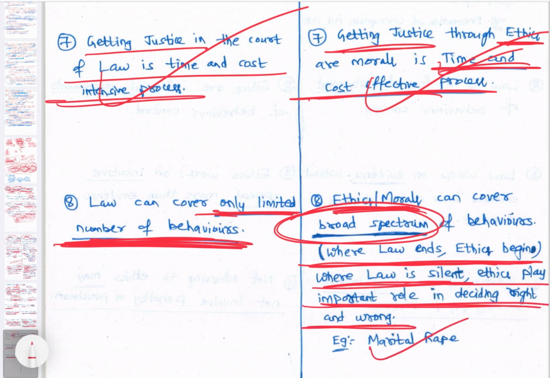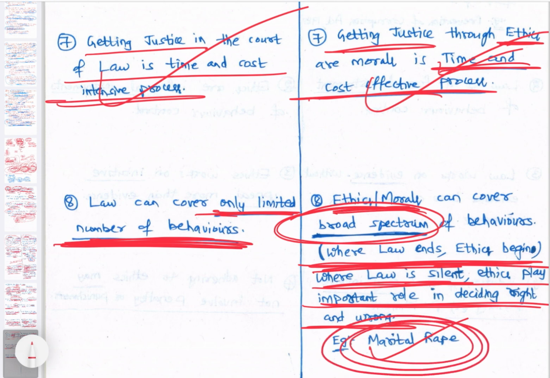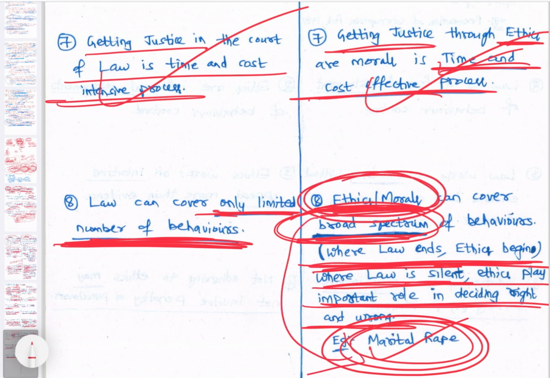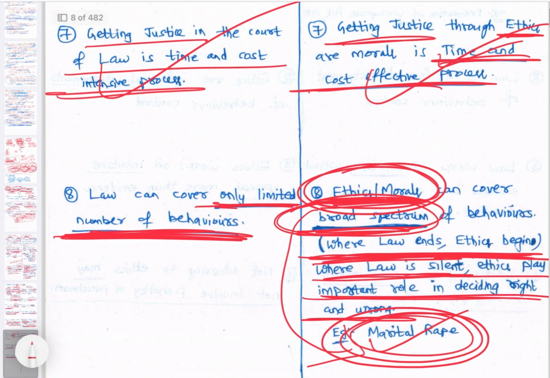Example, marital rape. So there is no law regarding marital rape in India, but where law is silent, where law ends ethics begin. So based on ethics, we know rape is rape, rape is wrong. In fact, even if you are married, rape is wrong. So morals and ethics help us decide even marital rape is wrong, even if there is no law. So where law is silent, ethics begin. Where laws are not there, where laws cannot be applied, there we use ethics. So that's why ethics is important, right?